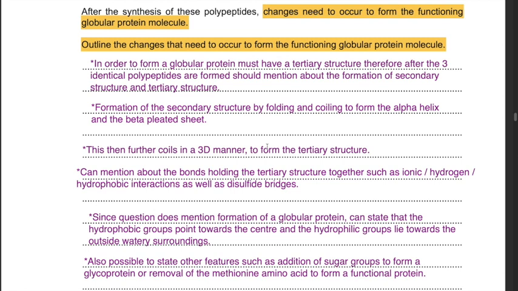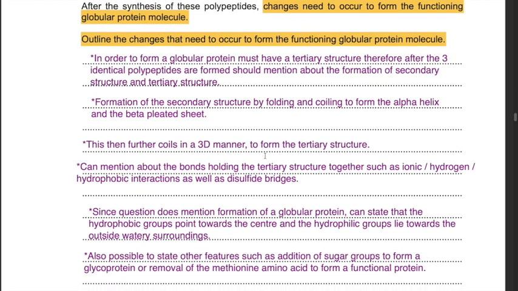Folding and coiling in a 3-dimensional manner would result in the tertiary structure, along with presence of bonds holding the tertiary structure together, such as ionic, hydrogen, hydrophobic interactions, as well as disulfide bridges. Since the question does mention formation of a globular protein, you can also state the arrangement of the hydrophobic and hydrophilic groups. So the hydrophobic groups would point towards the center.